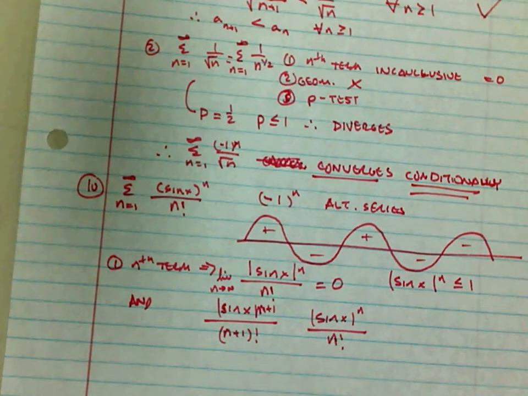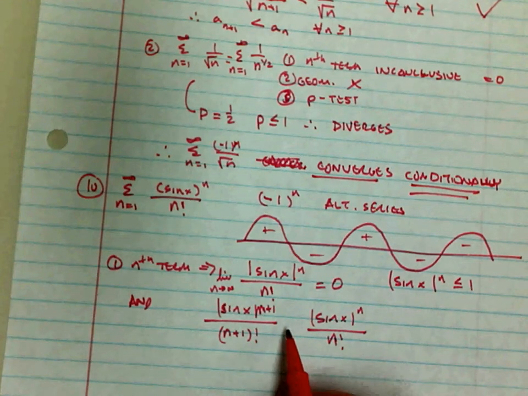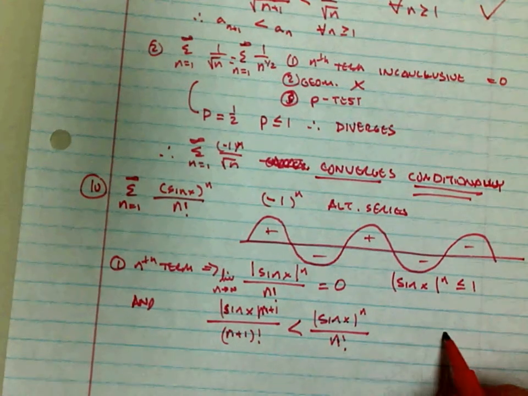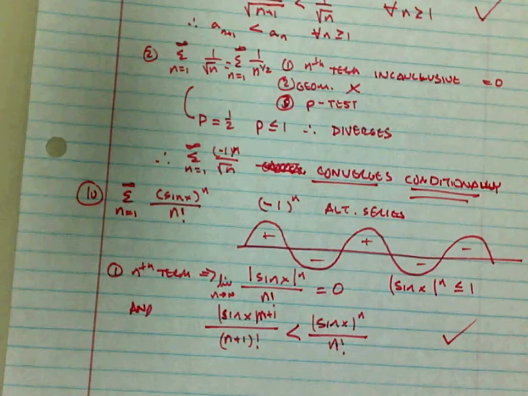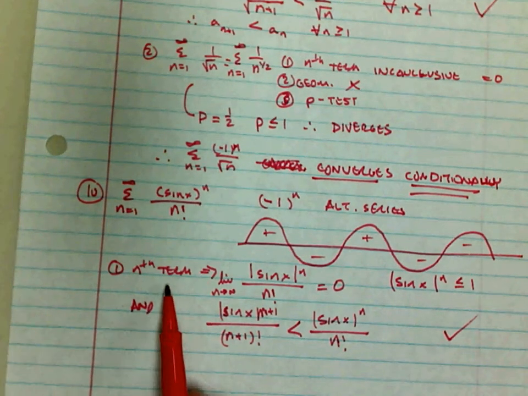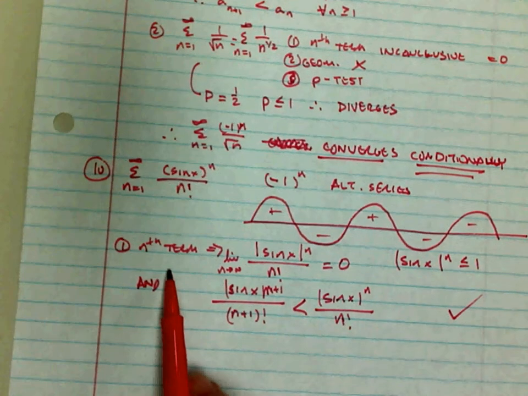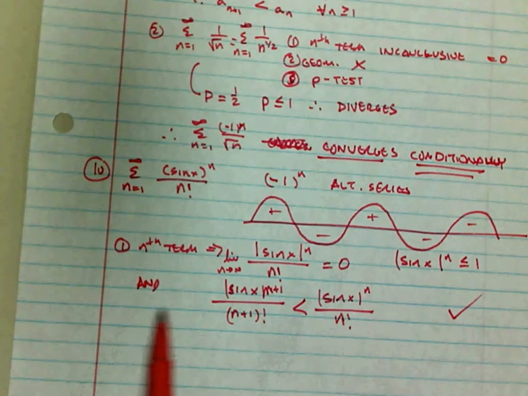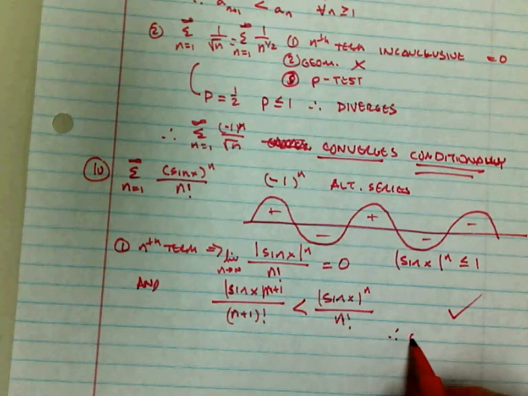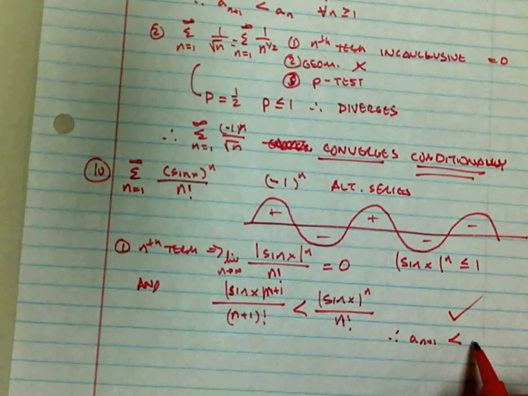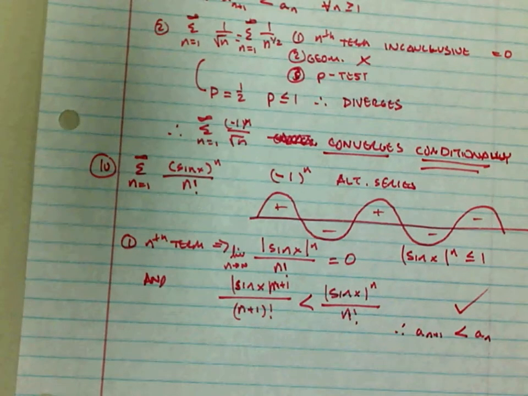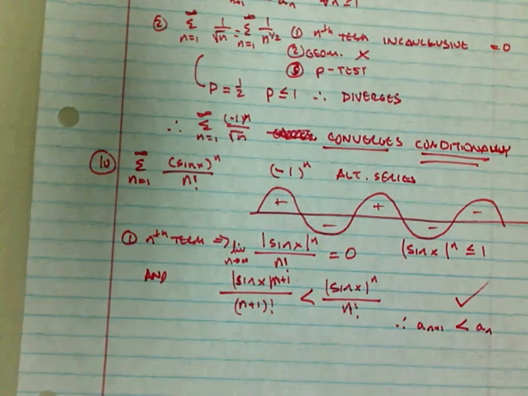So therefore we know that this converges. The alternating series will converge because of the two parts of the alternating series test. The nth term is going to 0, and we know that the next term is always less than the previous term.